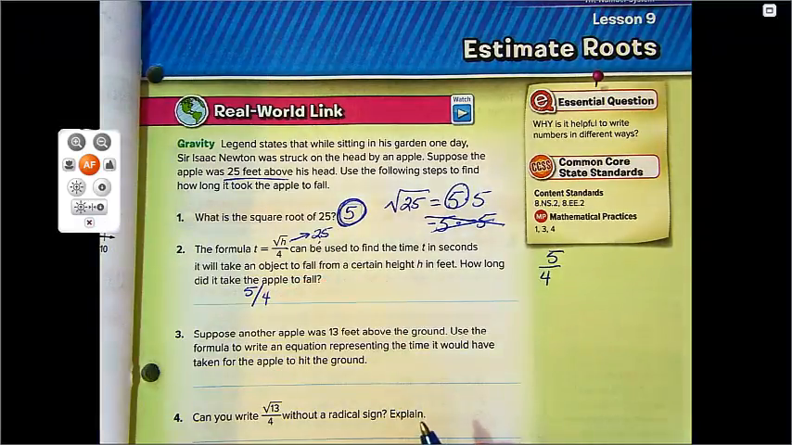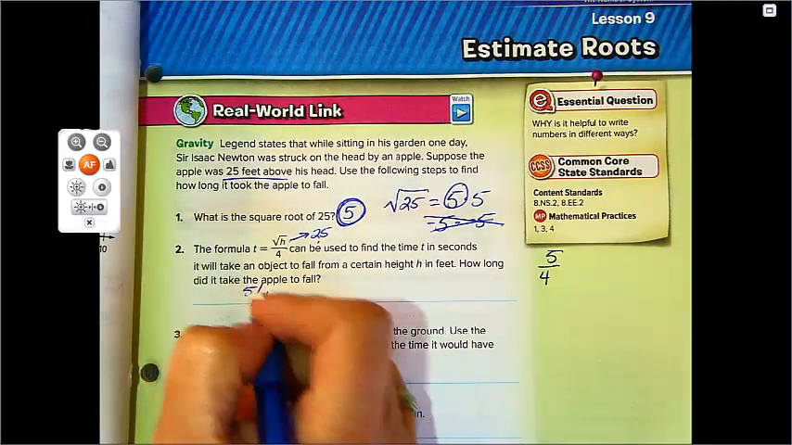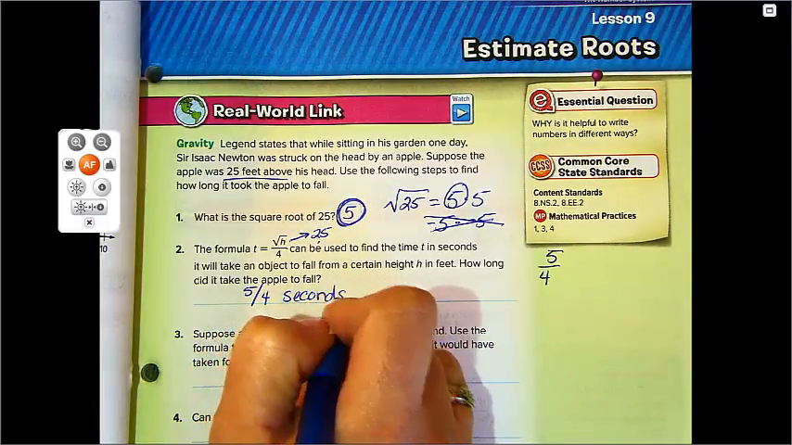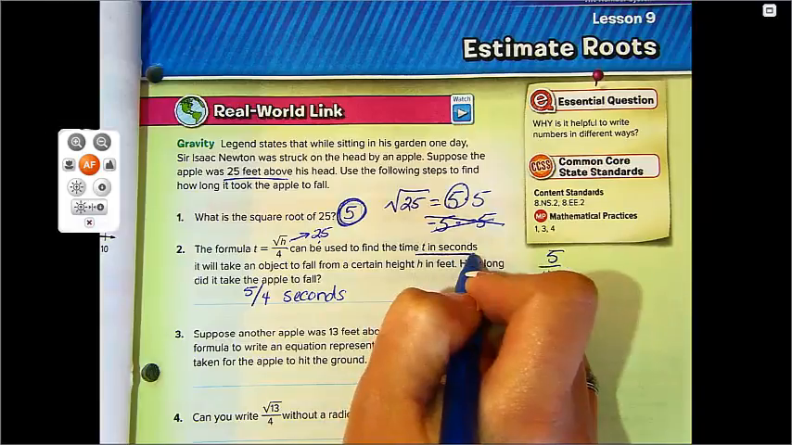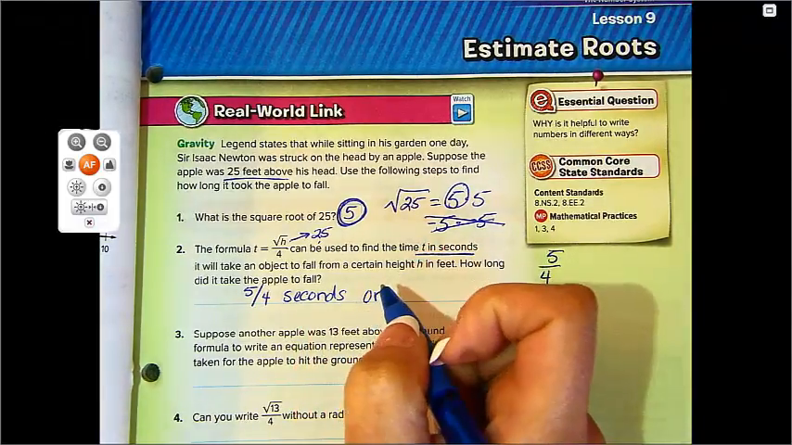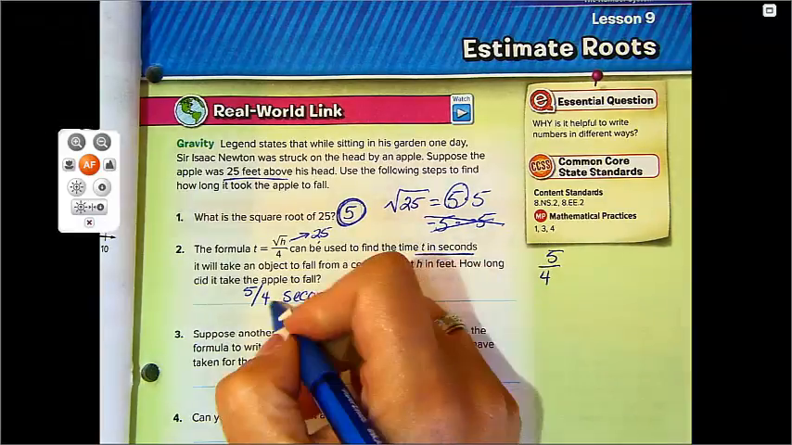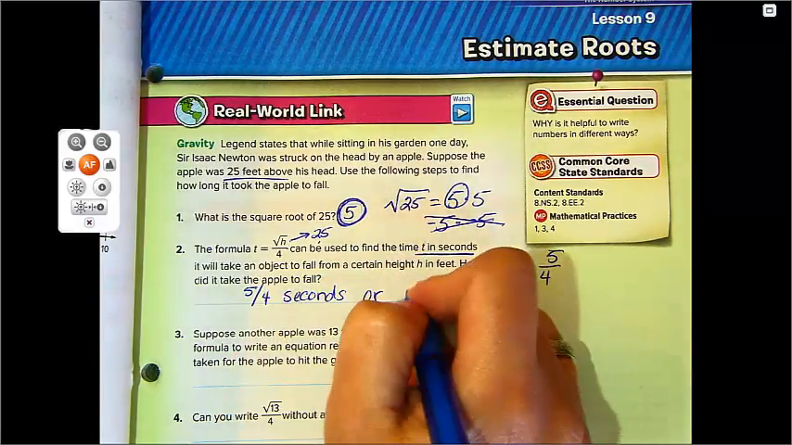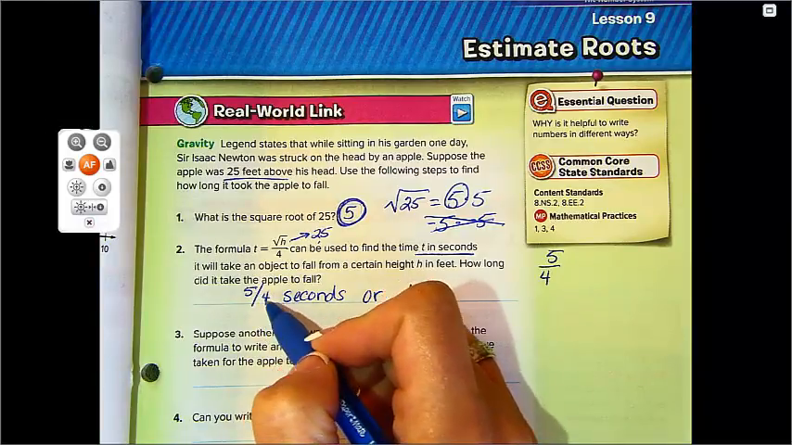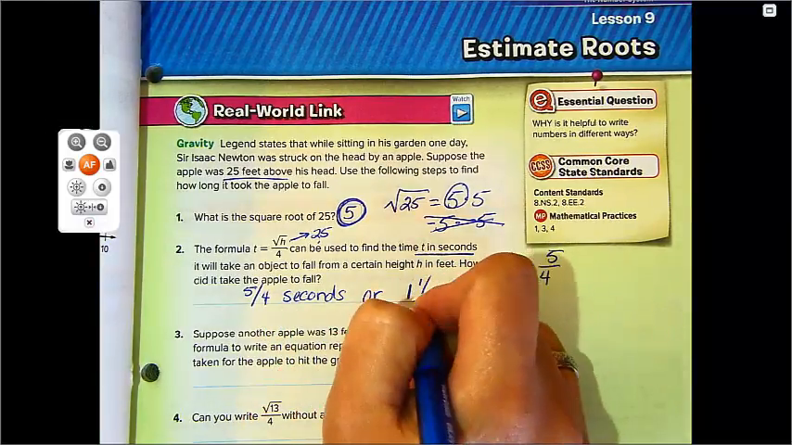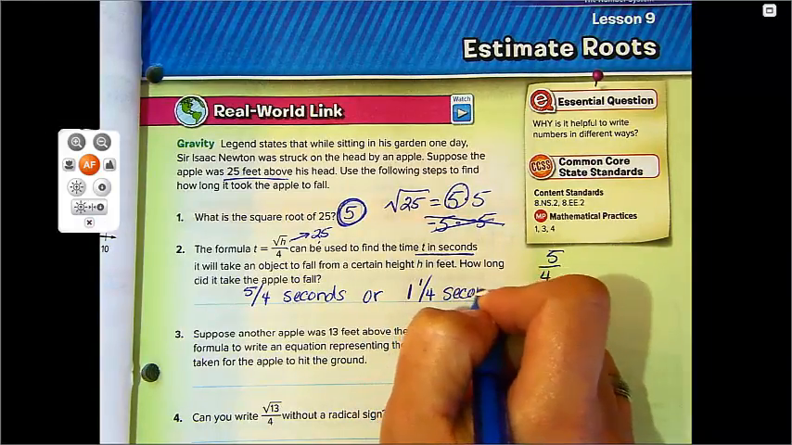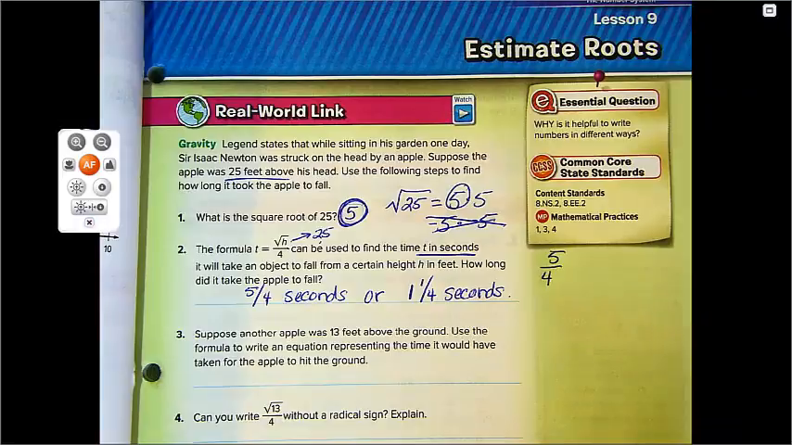How long did it take the apple to fall? Well, it took 5 over 4 seconds, because that's what we're measuring, time in seconds. Or I could turn that improper fraction into a mixed number. 4 goes into 5 one time. 5 minus 4 is 1. So I'm left with 1 1/4. It takes 1 1/4 seconds for that apple to fall.